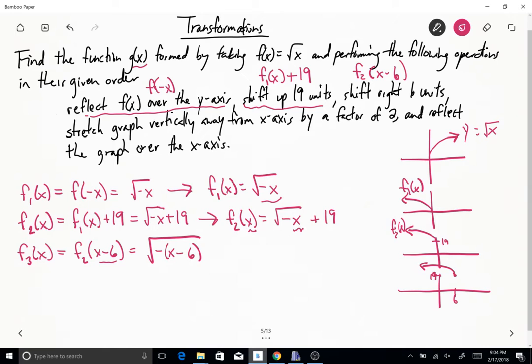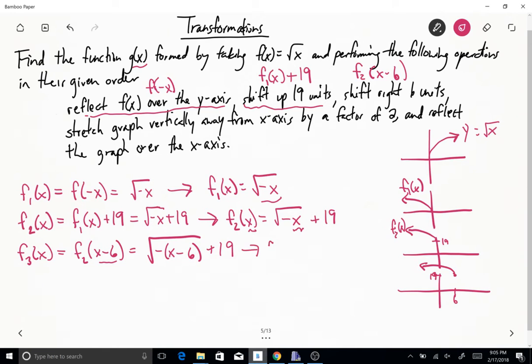Okay, and if you want to double check, always check the domain. So notice if I plug in 5 here, I get negative, and then I get 5 minus 6, and I'll add the 19, don't let me forget that. 5 minus 6 is negative 1 on the inside, but when I apply a negative there, I get 1, which makes sense because I should get a value from the graph if you just take a look at it.